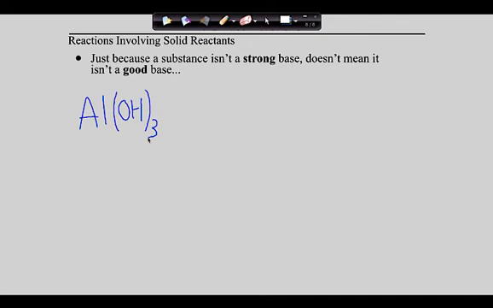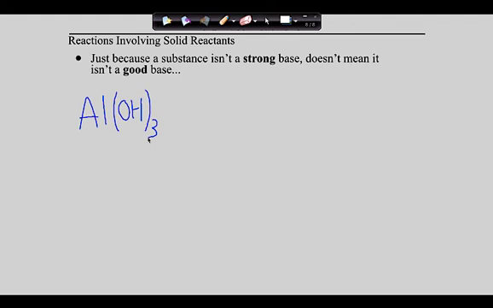Is aluminum hydroxide a strong base? No, why not? It doesn't dissolve in water. But guess what? This is a kick-butt base. Guys, when we do acid-base chemistry later in the year, if we need something that will neutralize acid really effectively, that's what we're going to add. Why would this be a really good base? It's got 3 hydroxides. This is an unbelievably good base. It's just not a strong base. Do you see the difference?